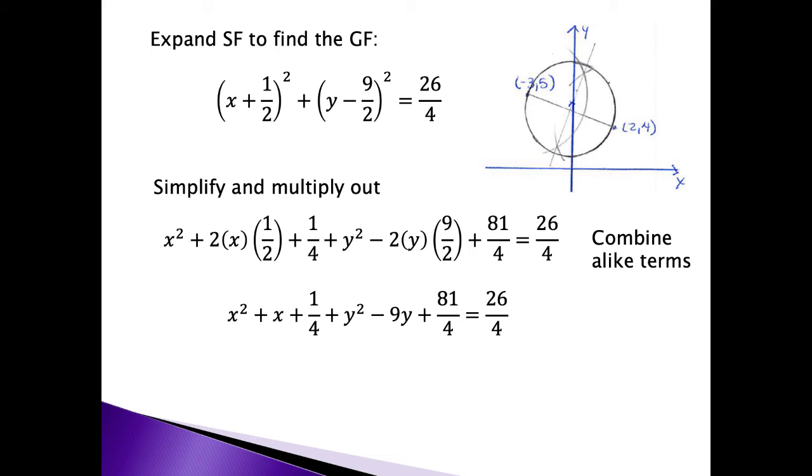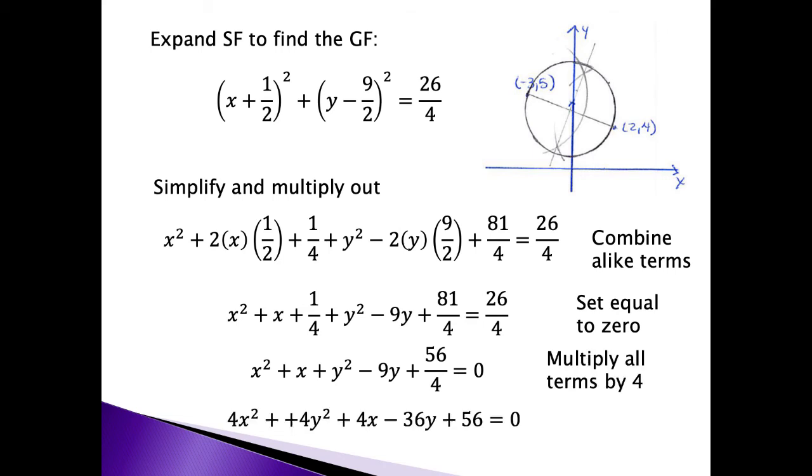This time, because all the denominators are 4, I'm going to add the fractions and set it equal to 0. So I have x squared plus x plus y squared minus 9y plus 56 over 4 equals 0. So now I'm going to multiply all the terms by 4. So I have 4x squared plus 4y squared plus 4x minus 36y plus 56 equals 0.